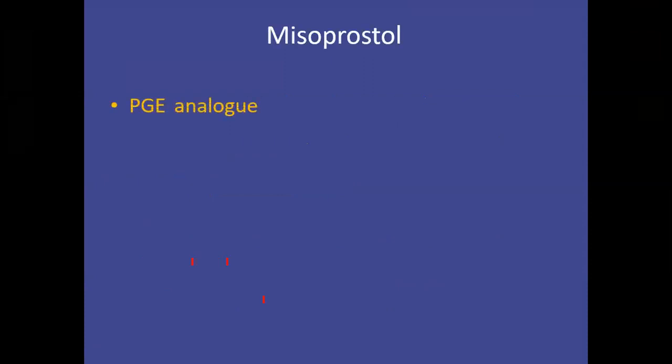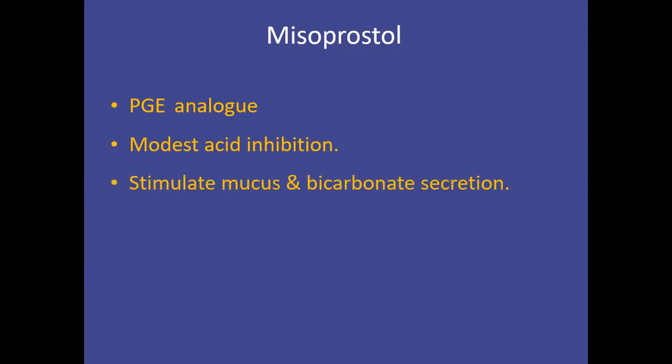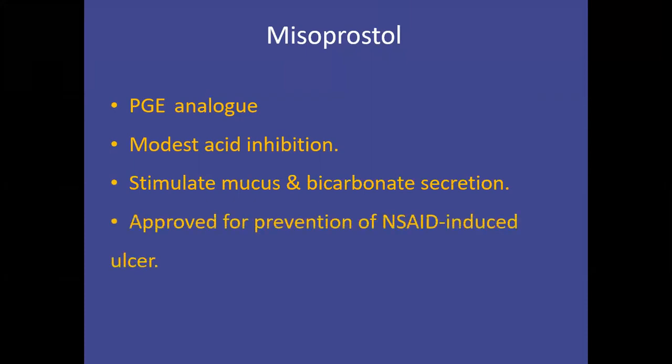Misoprostol is a prostaglandin E analog. Modest acid inhibition, as I mentioned; the major role is mucus production. It stimulates mucus and bicarbonate secretion from the epithelial cells and is approved for prevention of NSAID-induced ulcer.